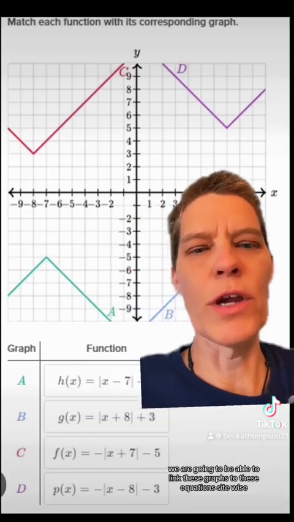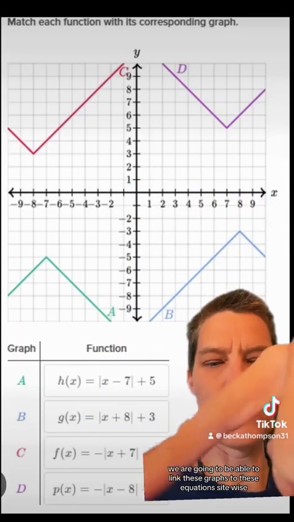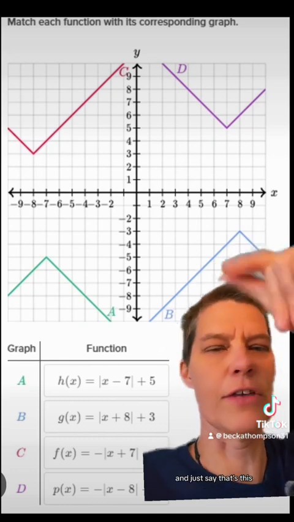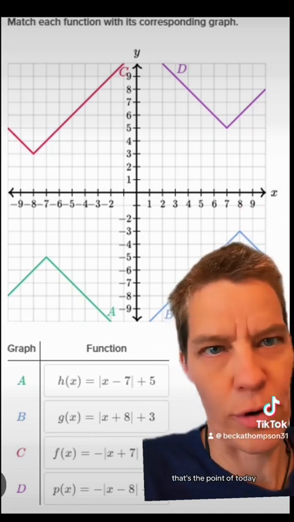By the end of this, we are going to be able to link these graphs to these equations sight-wise and just say, that's this, this, this, this. Okay, that's the point of today.